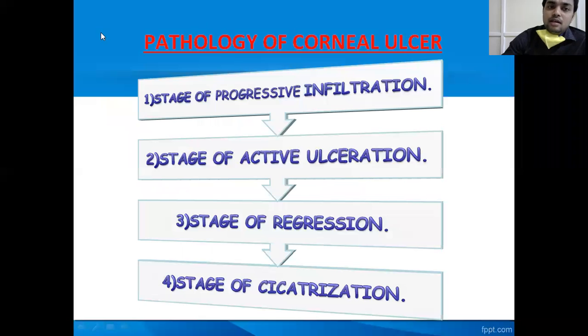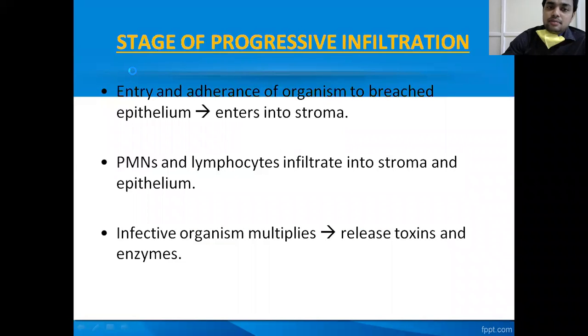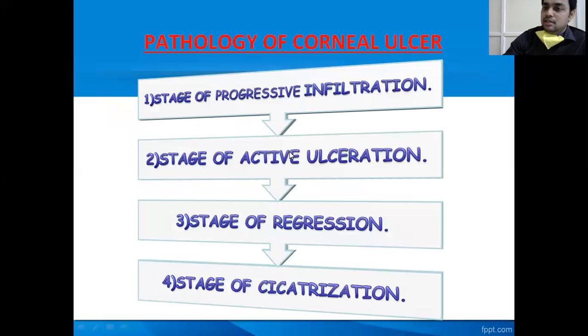So coming to the pathology of the corneal ulcer, there are 4 stages in the pathology of corneal ulcer. The first stage is stage of progressive infiltration. The second stage is stage of active ulceration. And third stage is stage of regression and stage of cicatrization.